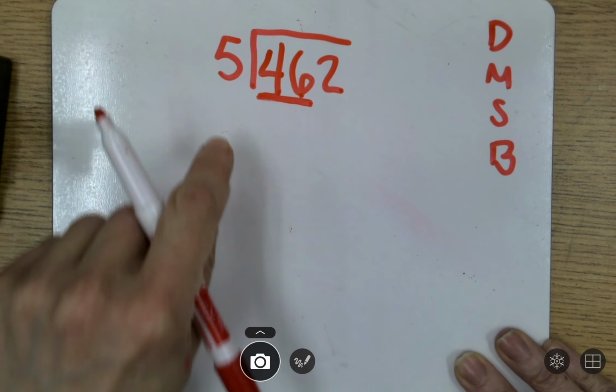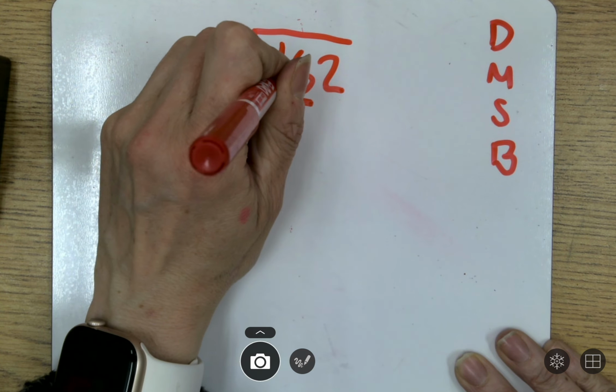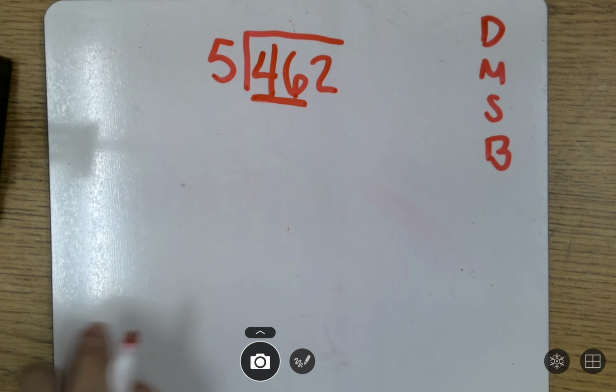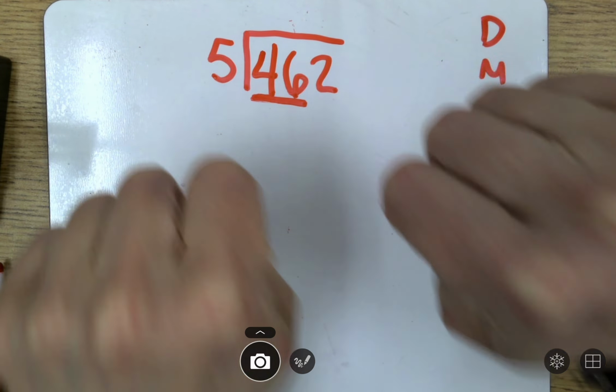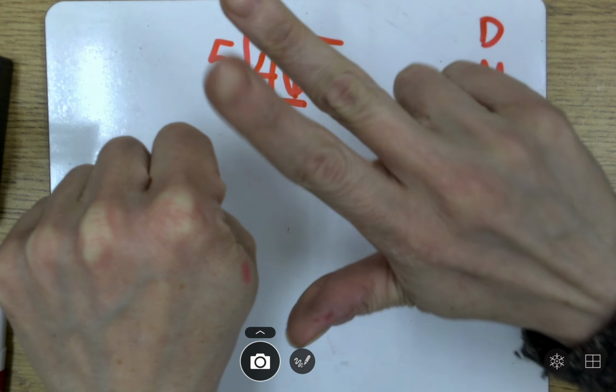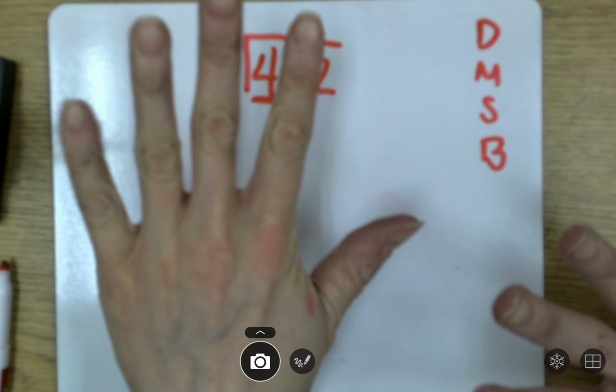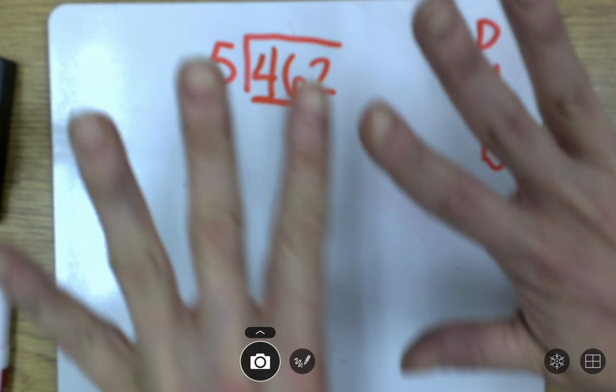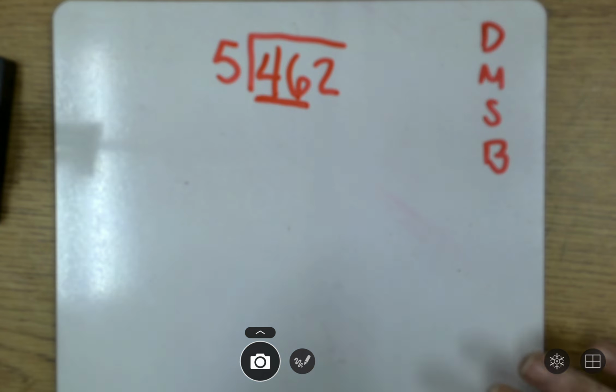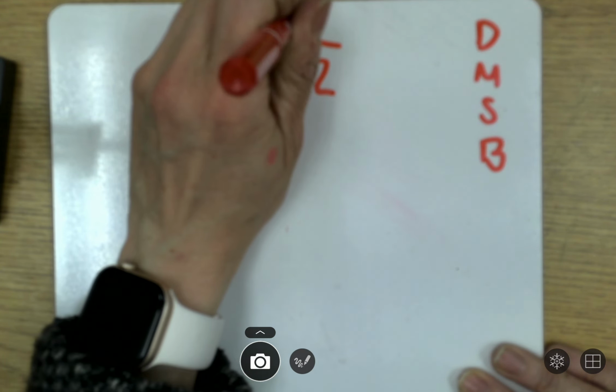And then we ask ourselves, does 5 go into 46? Oh yeah, so let's skip count and find out how many times. 5, 10, 15, 20, 25, 30, 35, 40, 45, 50, too big. Put a finger down and I'm left with 9 fingers. So I'm gonna put a 9 on top of the 6.